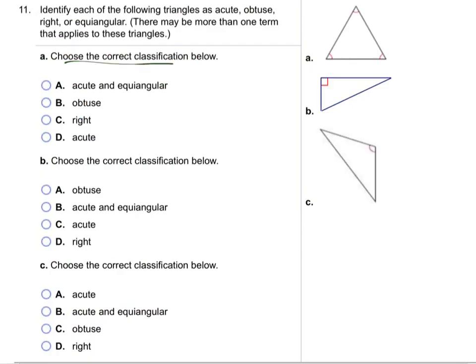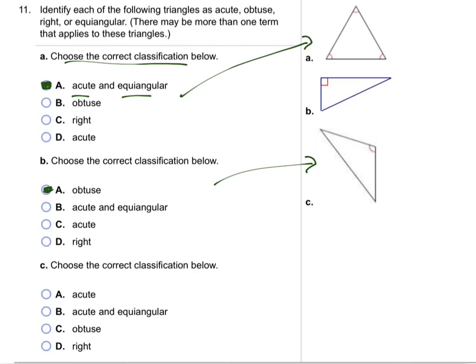So choose the correct classification for A there. So looking at that triangle, what is that triangle? It's acute, right? All the angles are less than 90, and it's equiangular. All the angles are equal. How about B? That one, that angle looks bigger than 90, so it's obtuse, like that.